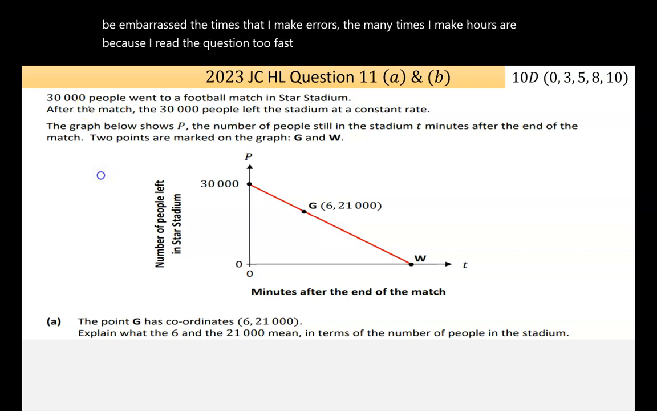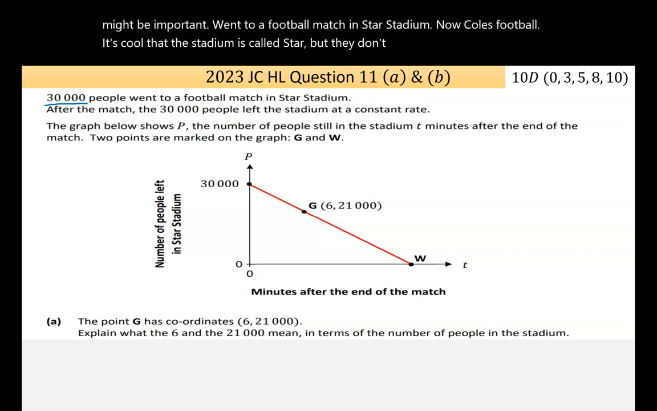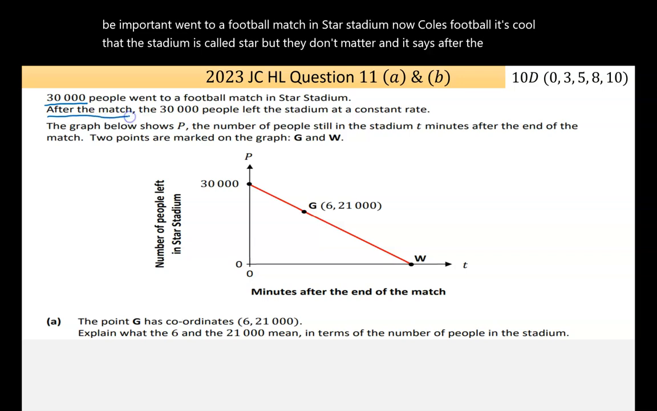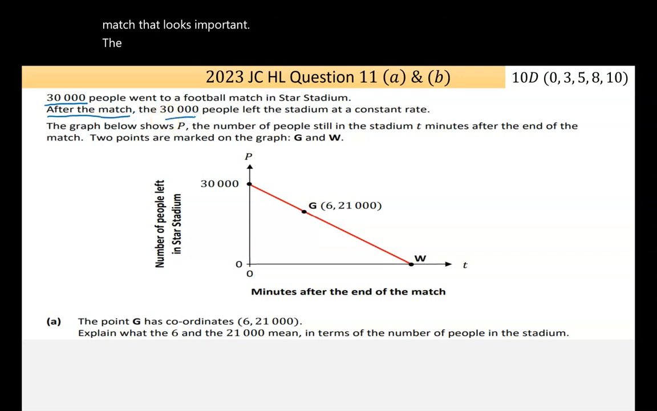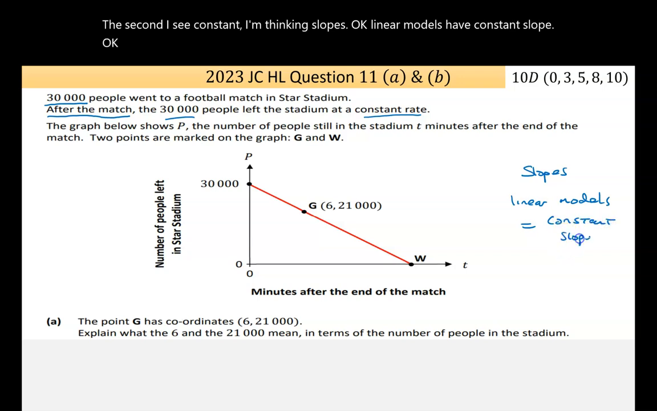So it starts off here, 30,000 people, so that might be important, went to a football match in Star Stadium. Now, cool as football, it's cool that the stadium is called Star, but they don't matter. And it says after the match, so that looks important, the 30,000 people left the stadium at a constant rate. Now, the second I see constant, I'm thinking slopes. Linear models have constant slope. So that's a feature.